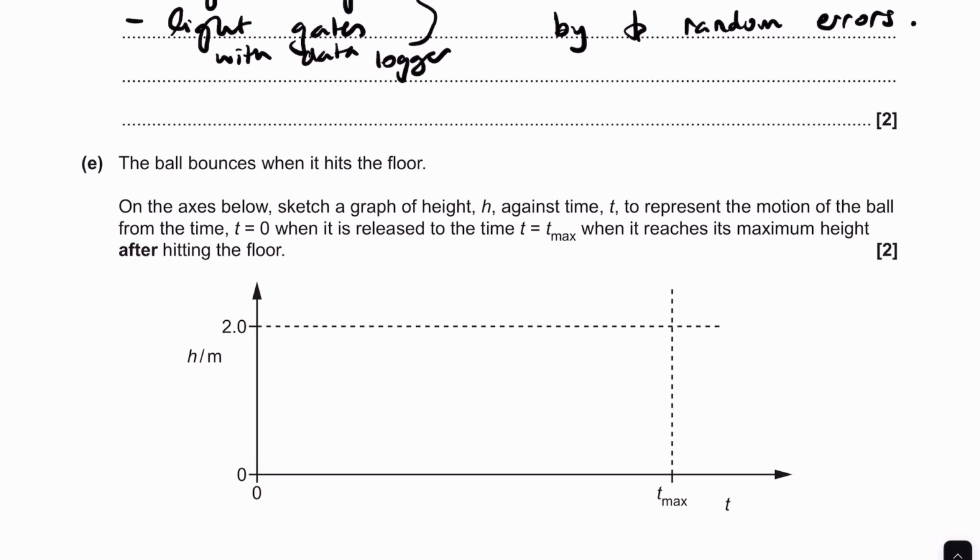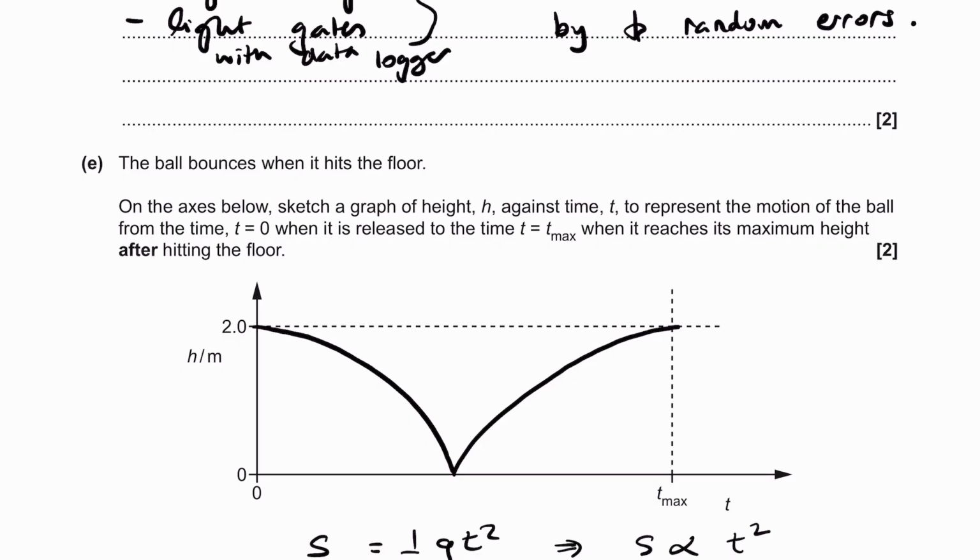The ball bounces when it hits the floor. On the axis below, sketch a graph of height against time to represent the motion of the ball from t equals 0 to t equals max when it reaches its maximum height after hitting the floor. Now, given that there is no effect of air resistance, it will reach the same height. And we know that s is basically equal to half gt squared. In other words, that s, or height, is proportional to t squared. We know it will be a curve and very symmetrical, so let's move on to our next question.